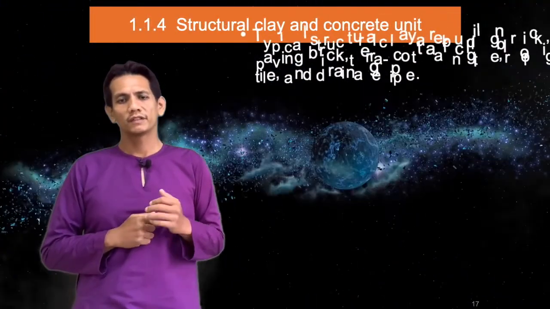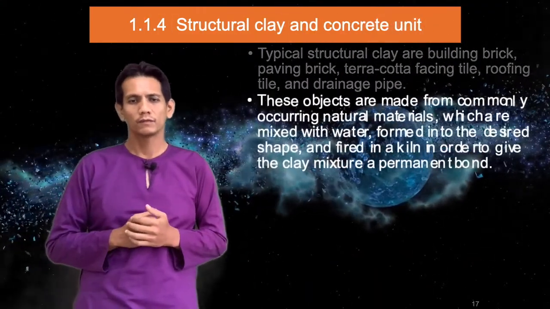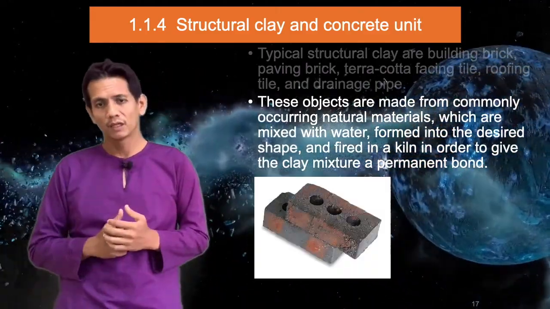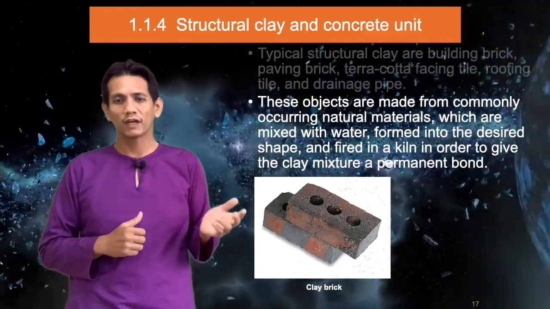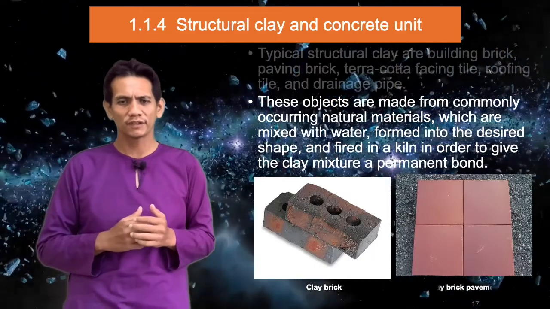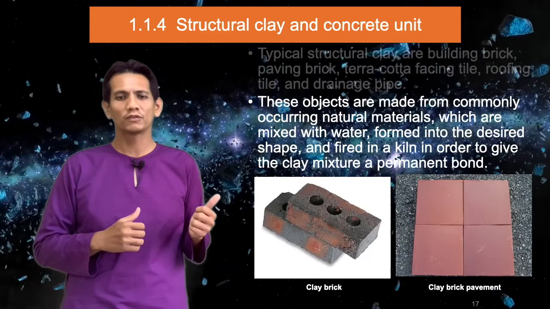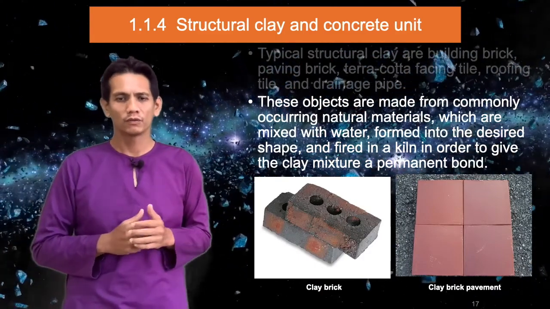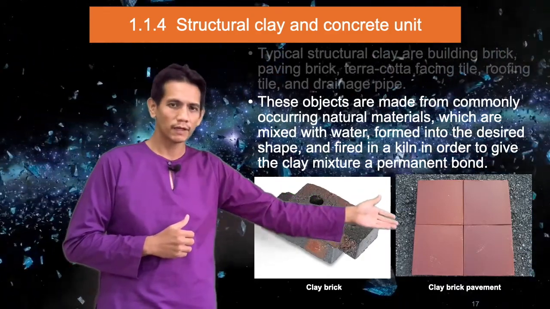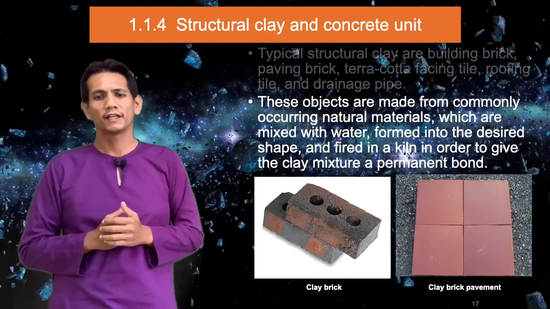And then we have structural clay and concrete units. Typical structural clay products include building brick, cladding brick, terracotta facing tile, roof tile and drainage pipe. These objects are made from commonly occurring natural materials which are mixed with water, formed to the desired shape and fired in a kiln in order to give the clay mixture a permanent bond. So we have the first example, clay brick, and then clay brick paver. Alright, two types of clay brick.